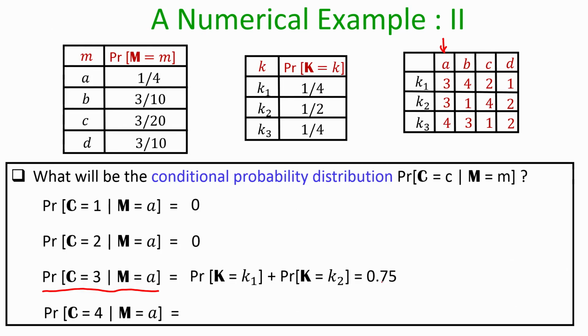So, the conditional probability that given the plain text is A, you obtain the ciphertext 3 is 0.75. In the same way, if you want to compute the conditional probability that given the plain text is A, the ciphertext is equal to 4, then again if you look into the encryption matrix, you can see that if the plain text is A, the only condition in which you can obtain the ciphertext 4 is if the key generation algorithm would have produced the key K3, and the probability that the key generation algorithm would produce the key K3 is 0.25. In the same way, you could compute other conditional probabilities as well.